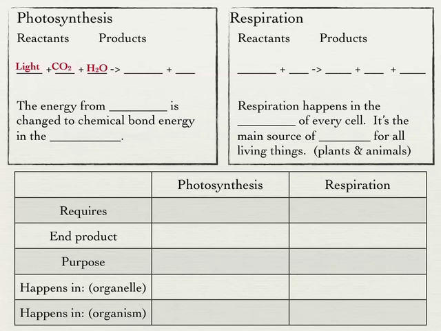And we produce two things in photosynthesis. Raymond, what's one? Glucose. What else, Shane? Oxygen. Yeah, glucose and oxygen.